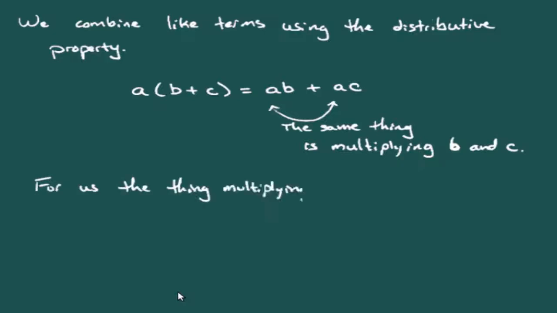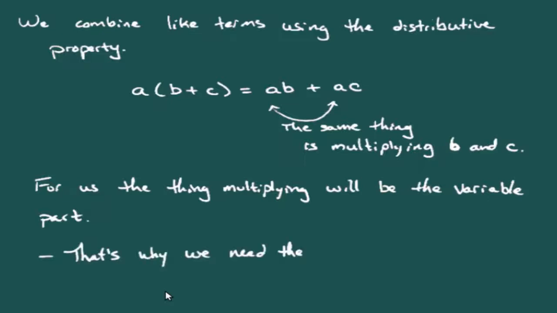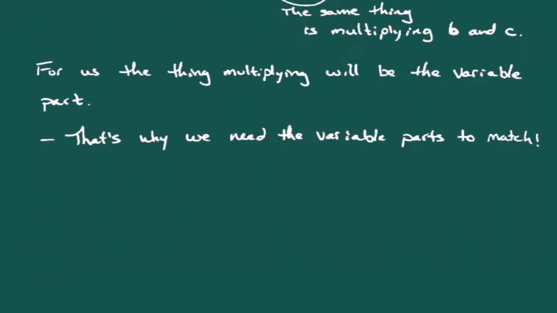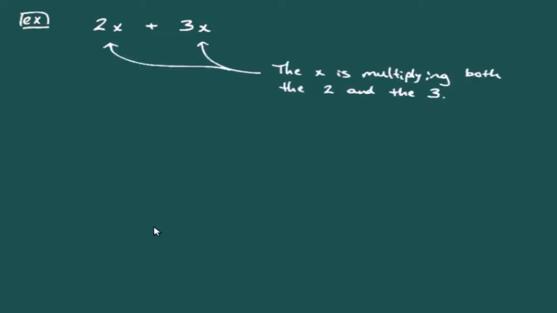And so for us, the thing that's actually multiplying will be the variable part. And that's really the reason why we need the variable part to match exactly. We need the same thing multiplying both numbers. And so let's look at an example, say 2x plus 3x. Now again, in this situation, what we've got is the x multiplying both the 2 and the 3.